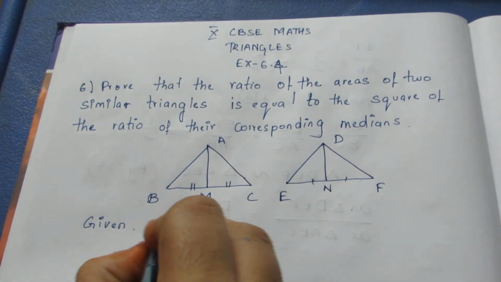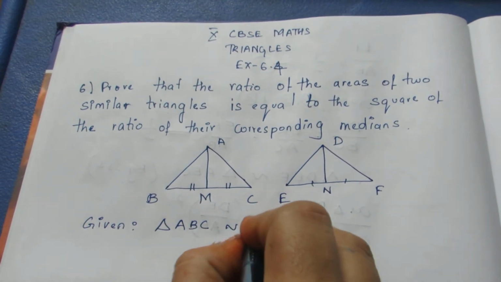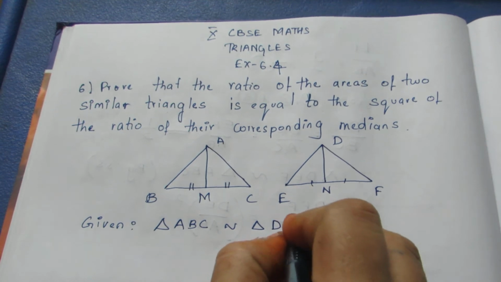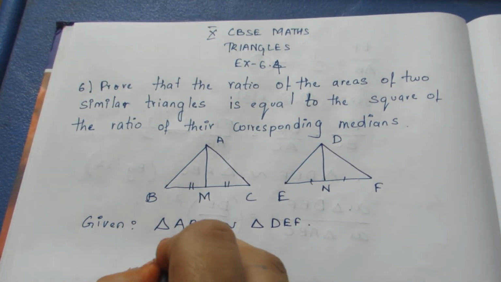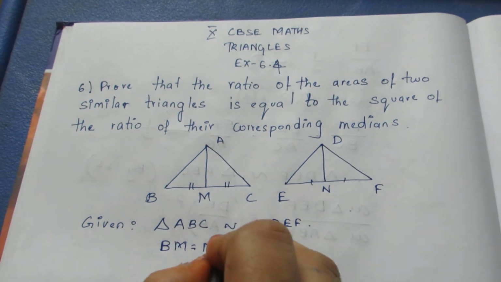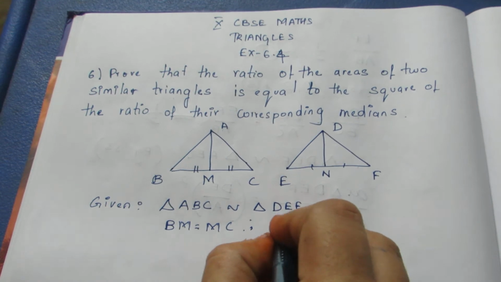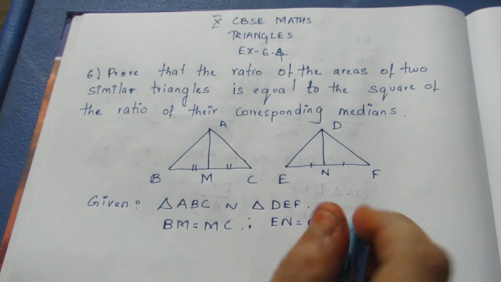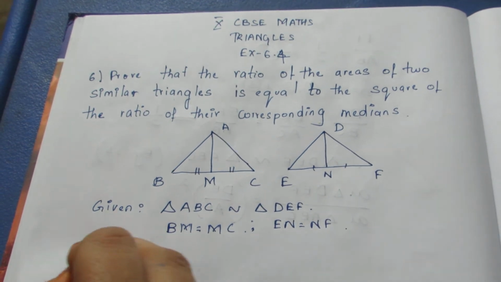these are similar triangles. So given is triangle ABC is similar to triangle DEF, and AM is median. That means BM is equal to MC. Same way EN is equal to NF. So these are the medians, and we need to prove.